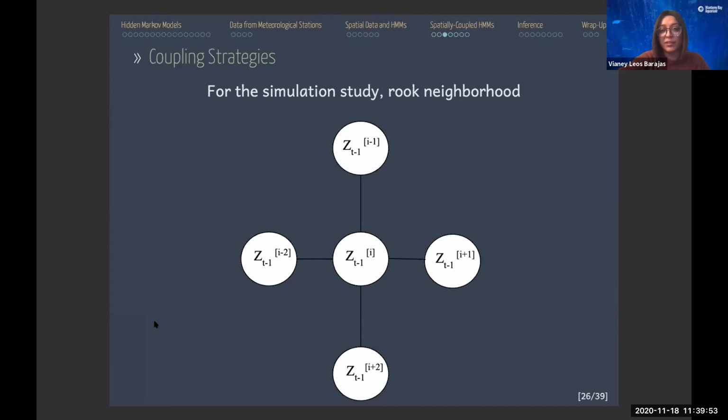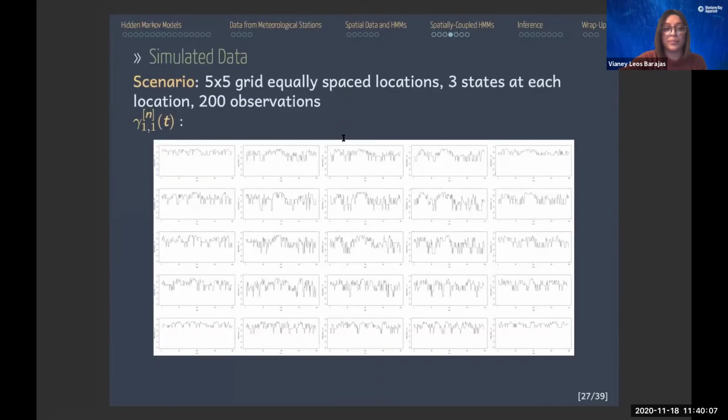So for the simulation study, what we're first working on right now is assuming a Rook neighborhood, and we're constructing a very nice 5x5 grid with the Rook neighborhood structure. In a basic hidden Markov model with no covariates, you have a time homogeneous process, which means your transition probability matrix entries are not going to change over time. In this case, since you're incorporating latent covariates, you now have a time inhomogeneous process, because you're incorporating what's occurring at the other state processes into your transition probability matrix.